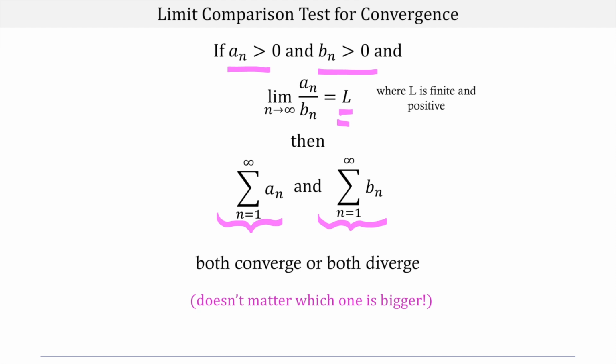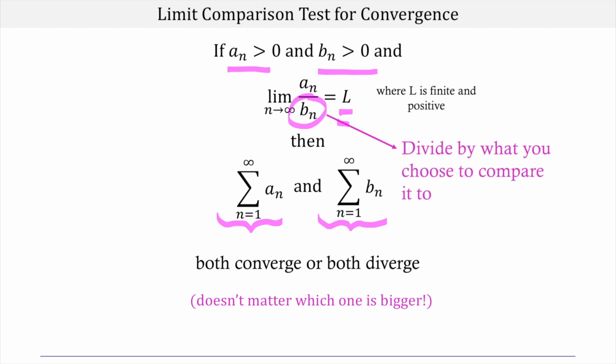But again, it's awesome because it doesn't matter which one's bigger. Now, for the sake of consistency, we're going to say that the denominator is what we're comparing it to. This is a comparison test, so we're going to find a comparison series again. And just for the sake of consistency, we're always going to put that in the denominator.